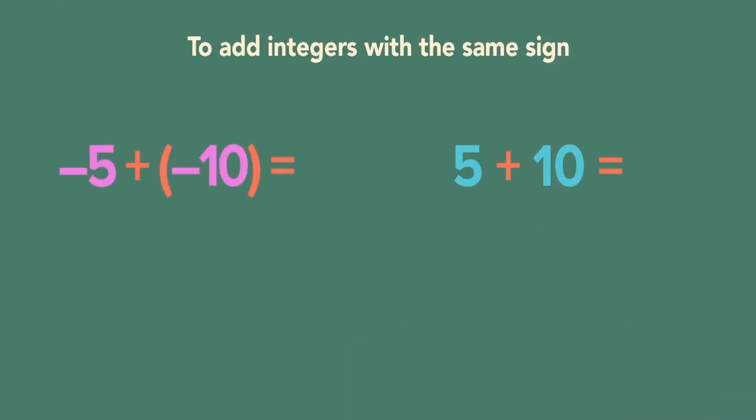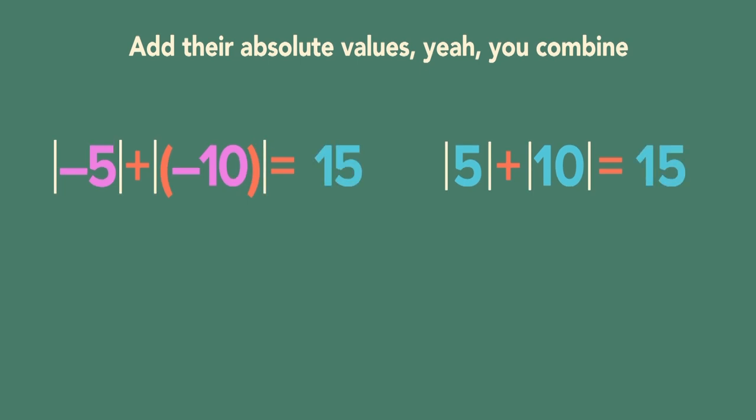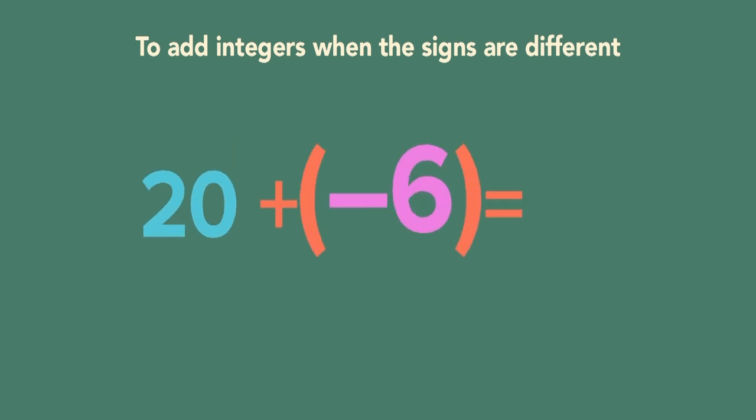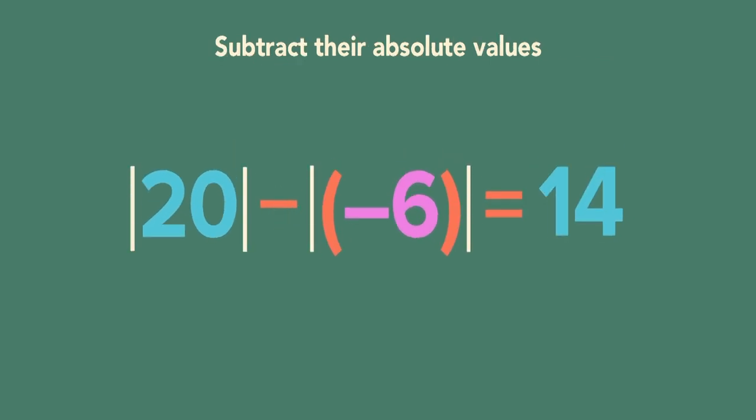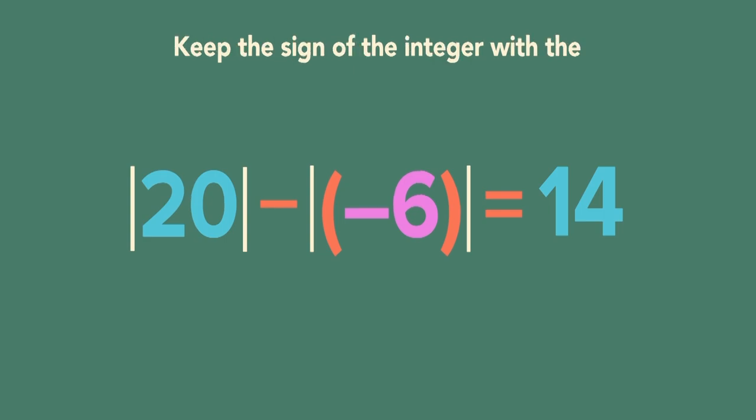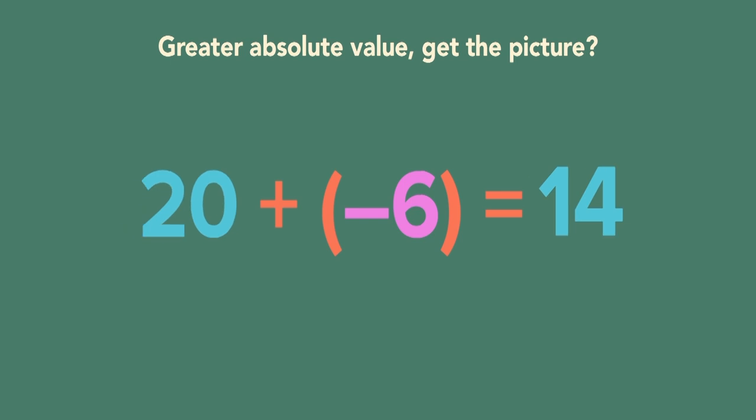To add integers with the same sign, add their absolute values. You combine. Keep the sign, no switching it. To add integers when the signs are different, subtract the absolute values. That's step 1, but now you keep the sign of the integer with the greater absolute value. Get the picture?